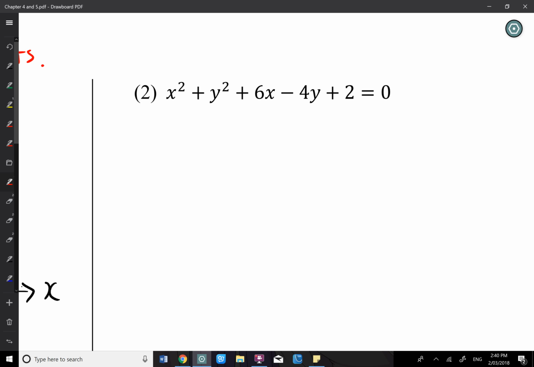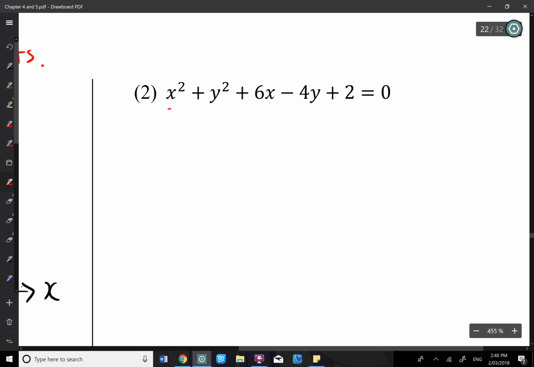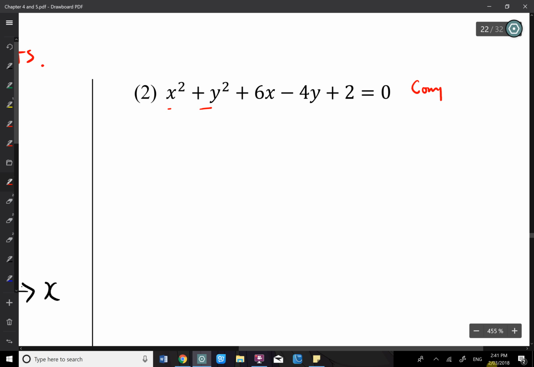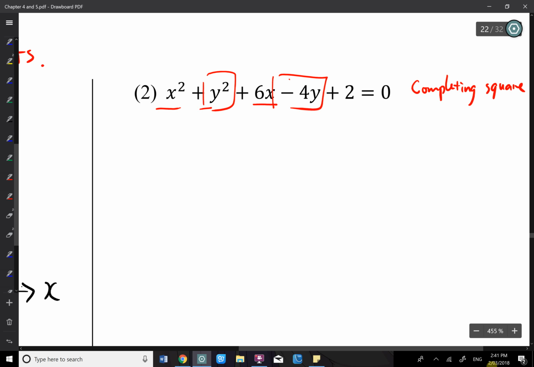So x and y have the same coefficient, 1. Then that will be a circle. To make that into a circle form, we will complete the square. So you complete x with x and y with y. Any constant goes to the other side. So we have x squared plus 6x, you will add 9 and subtract 9. And then the second lot is y squared minus 4y, plus 4 and minus 4. And then you have a plus 2.